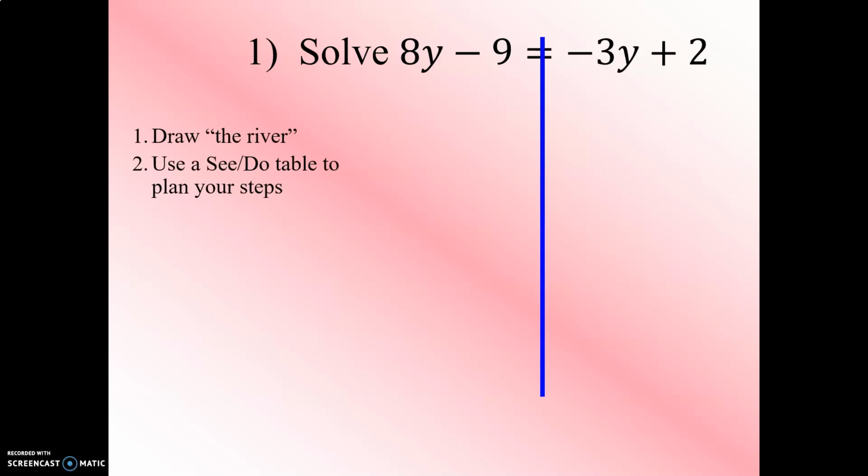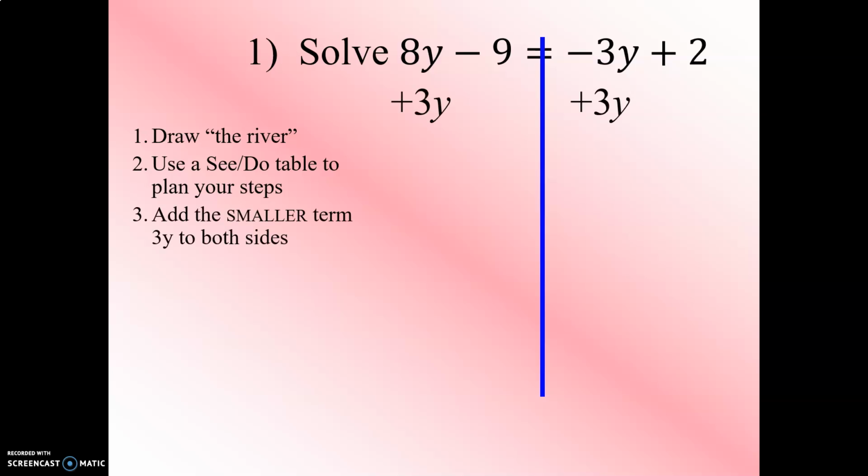Okay, again, you want to look at what's the smaller term, and in this case, we have minus 3y, which is actually our lesser term. Okay, our smaller term. Remember, negatives are always lesser than positives. They're always worth less than positives are. So even if you had, say, a negative 8y and a positive 3y in this case, then you'd want to deal with a negative 8y.